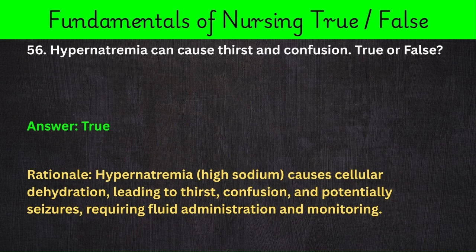56. Hypernatremia can cause thirst and confusion. True or false? Answer: True. Rationale: Hypernatremia, high sodium, causes cellular dehydration, leading to thirst, confusion, and potentially seizures, requiring fluid administration and monitoring.